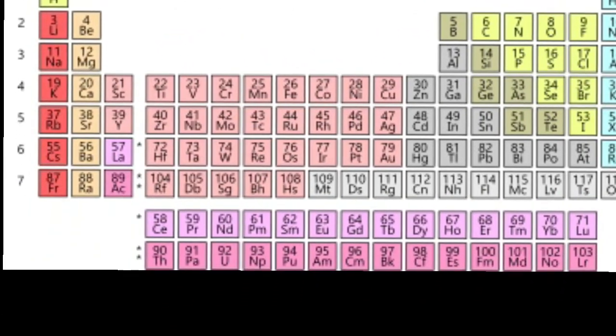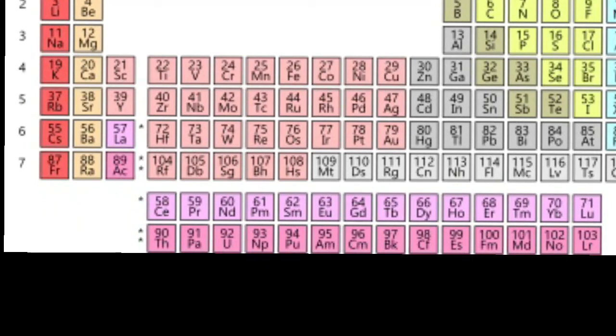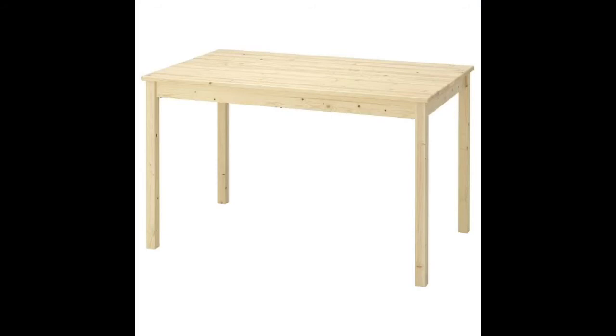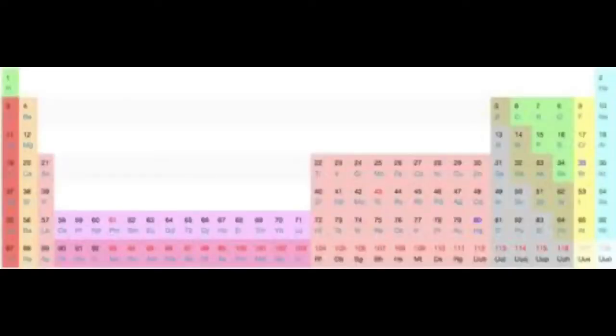Okay, now you may notice these 2 rows of elements separated from the rest of the table. These are the lanthanides and actinides, or the F block. And the reason they are separately shown is simply to make the table look better. There are tables where these elements are merged into the table, like this one.